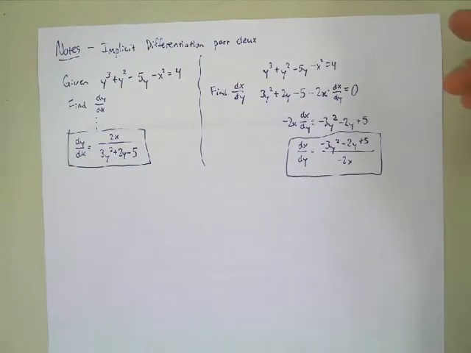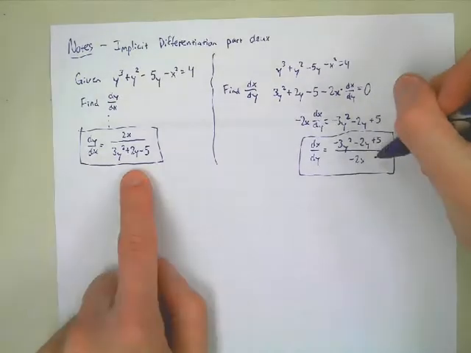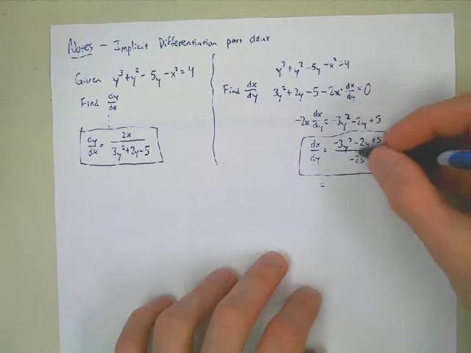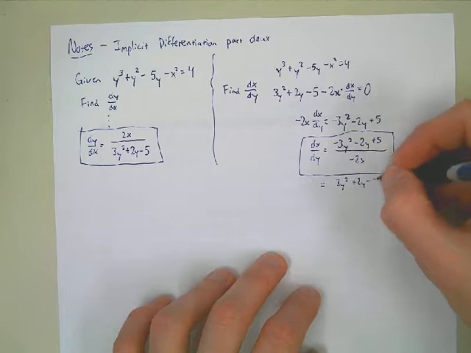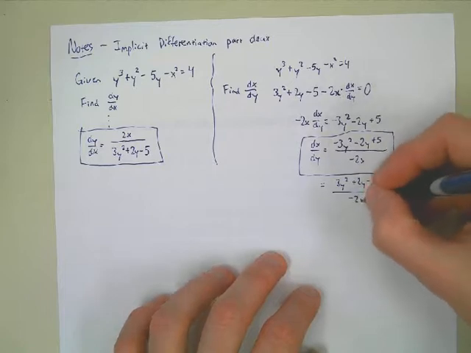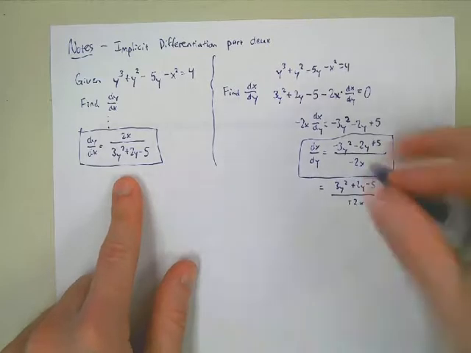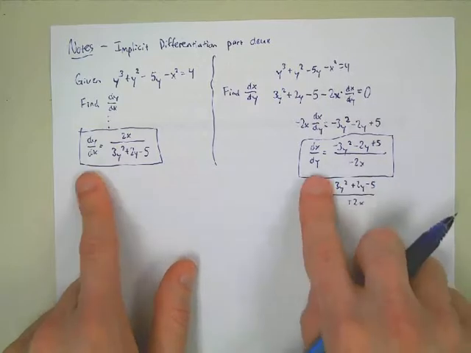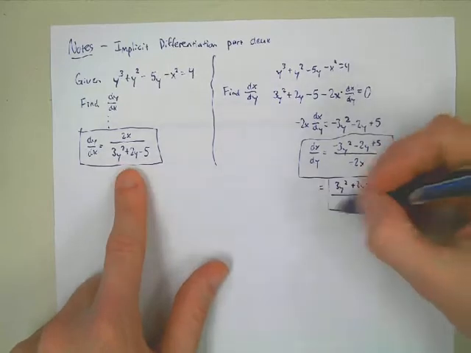Yes, Brittany, it's just a reciprocal. Do you notice these are the same things, just reciprocals, because I can factor out a negative 1? If I factor negative 1 out here and here, it becomes 3y squared plus 2y minus 5 all over positive 2x. Does that make sense, that these two things should just be reciprocals, dy over dx and dx over dy? That's right.